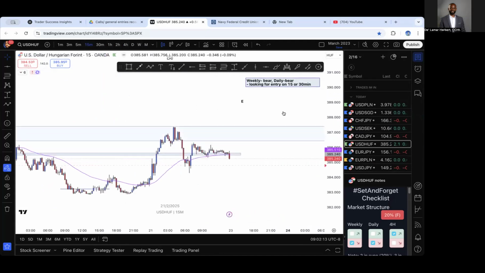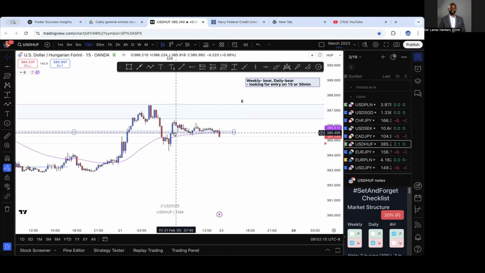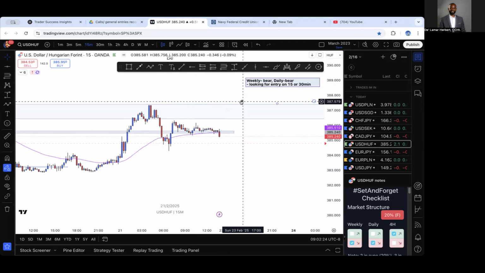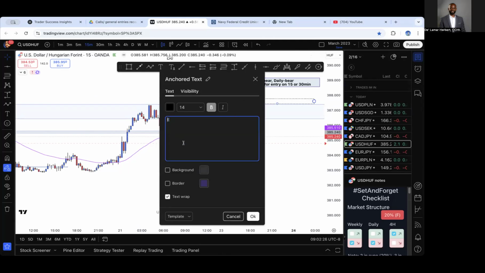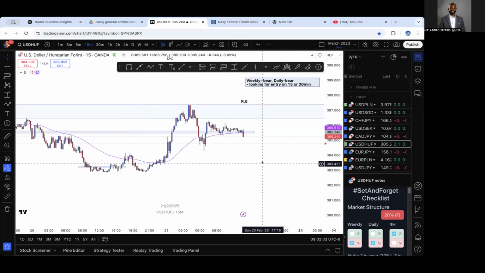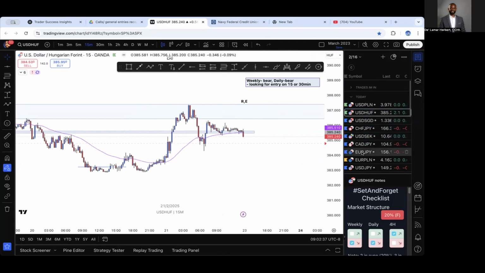Let me jump. Okay, so accumulation. We got our line here at the bottom of this accumulation. We had that break. We just need a retest, and then entry. Retest then entry, right? So yeah, I'm definitely keeping my eyes on this. That's at the top of the pairs.